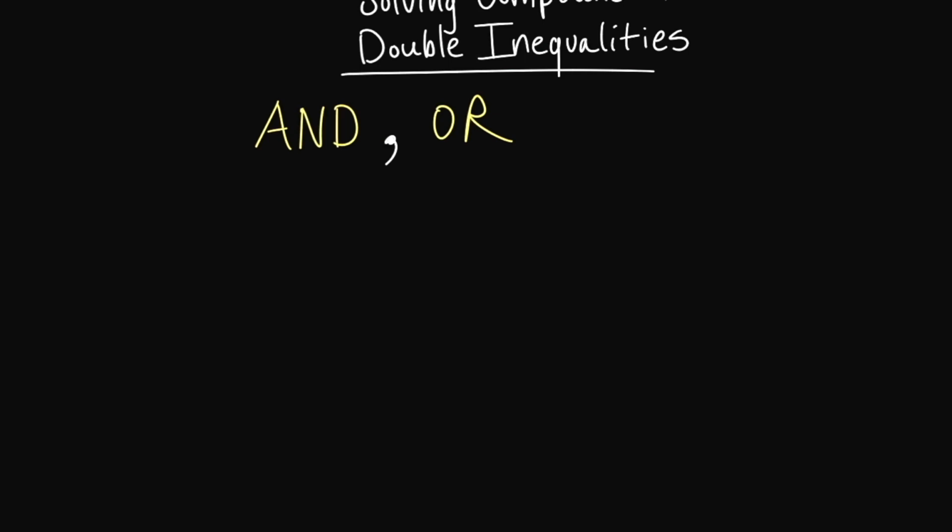In the case of AND, both of the inequalities on the left and right side of the AND have to be true for the entire expression to be true. And in the case of OR, either one can be true. So let's work through some examples.